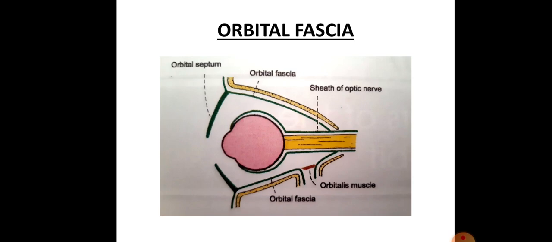Posteriorly, this orbital fascia blends with the sheath of the optic nerve. You can see in the picture. Anteriorly, this orbital fascia forms the orbital septum related with upper and lower eyelids. This arrow indicates the Tenon's capsule. This Tenon's capsule or fascia, it is an extension of the sheath of the optic nerve up to the sclerocorneal junction of the eyeball.